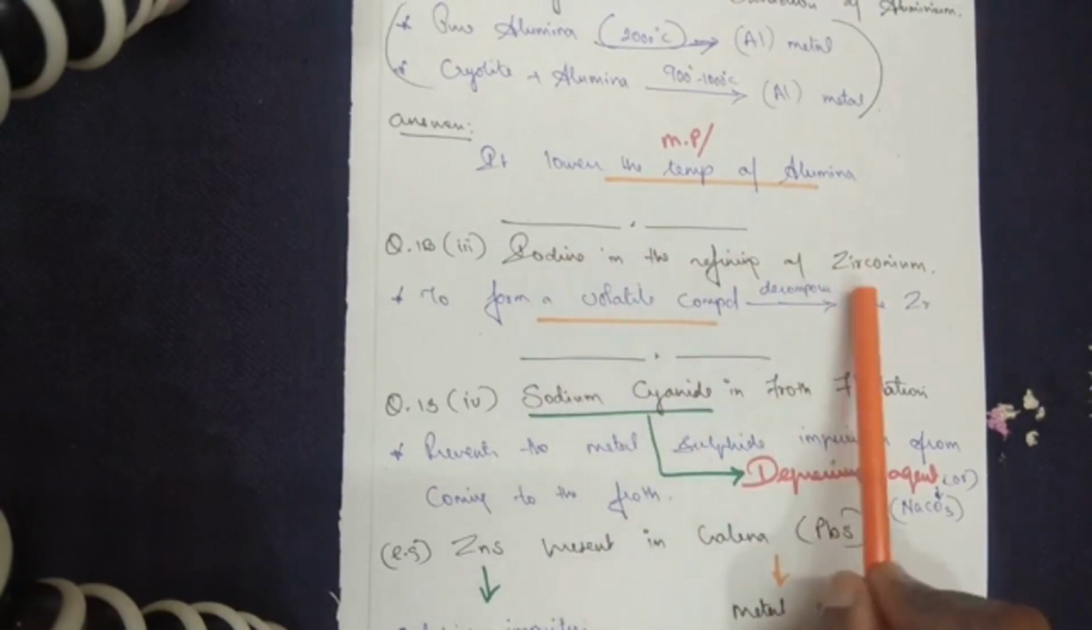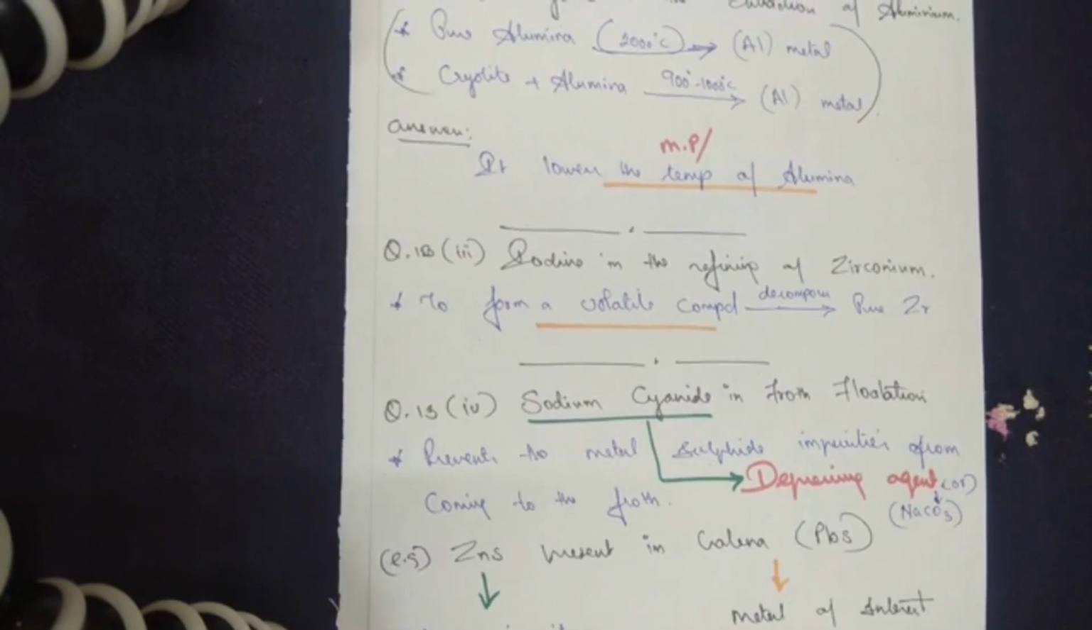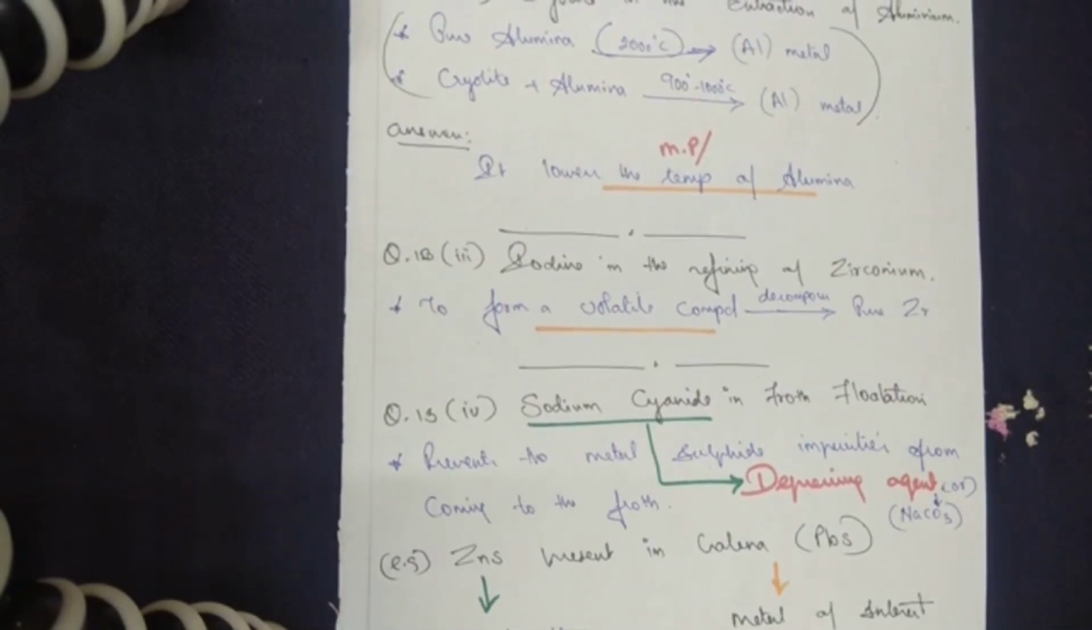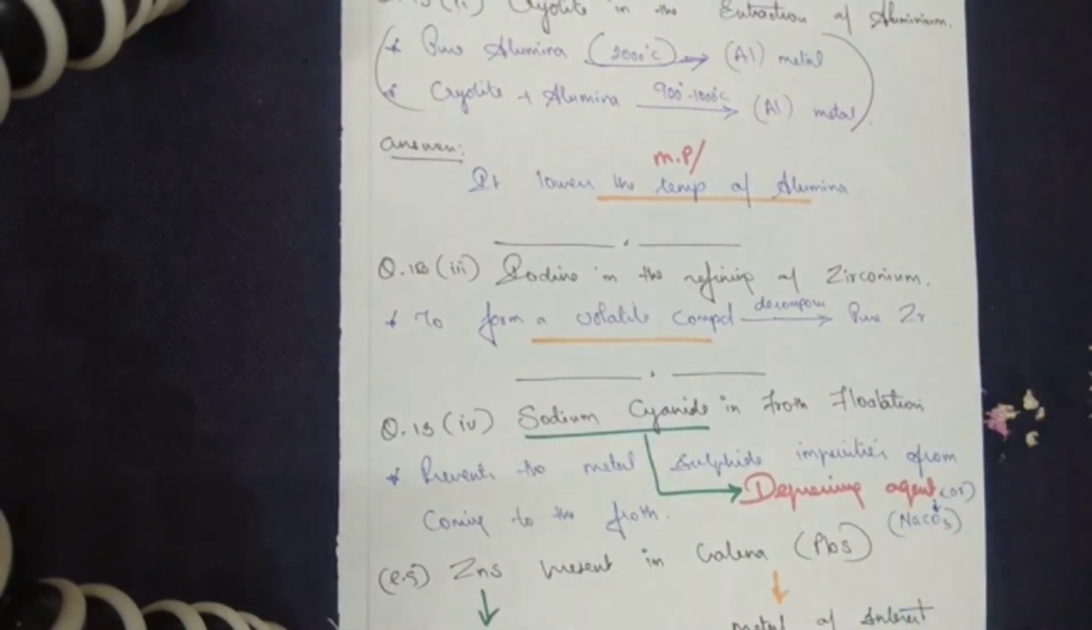Role of iodine in the refining of zirconium. If you remember my notes, the principle of the volatile compound vapor phase method I had given. The extracted crude metal is treated with a suitable reagent to give a volatile compound. The volatile compound on decomposition gives you the pure metal. Now, two types of extraction that you learn: one is the Mond process, where nickel is extracted by treating it with carbon monoxide.